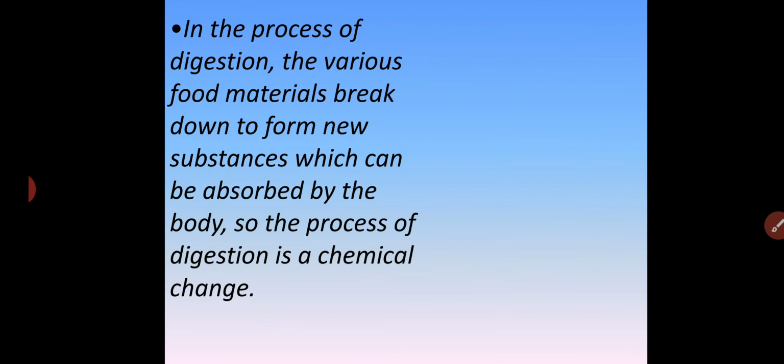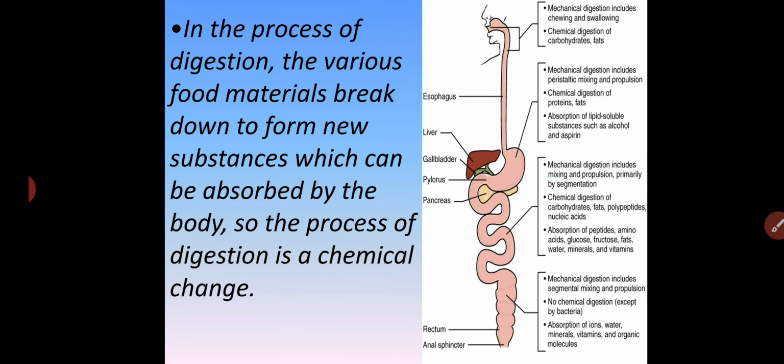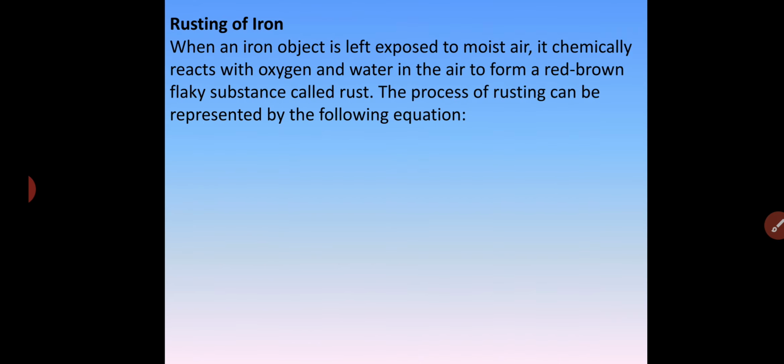Now, we can also say that the digestion process is a chemical change. In the process of digestion, the various food materials break down to form new substances which can be absorbed by the body. So the process of digestion is also a chemical change.